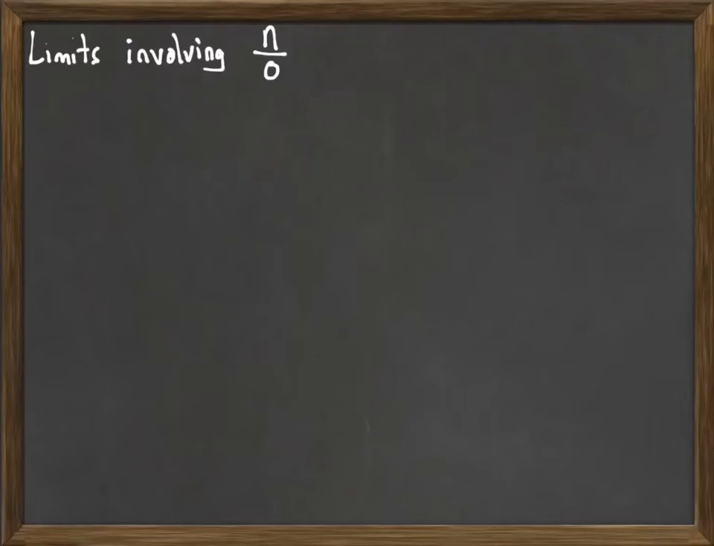Please check out those pictures, the graphs, to show you kind of what's going on graphically when we have a number divided by 0, the different possibilities. It's going to be important to read through that and understand that stuff first before we get into our examples.